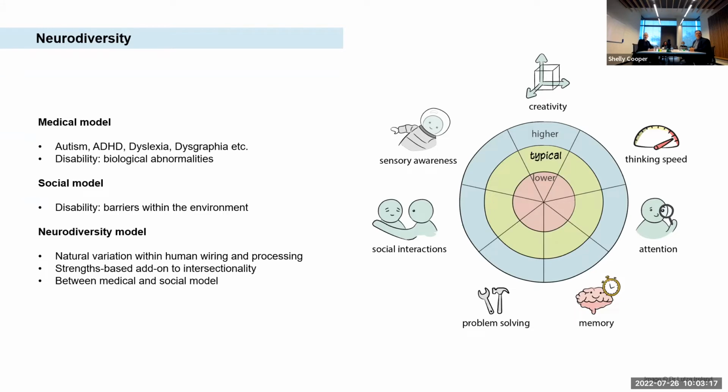Now, neurodiversity is quite a hot topic at the moment, and it's something that both did and didn't exist for quite a while. From the medical model, you probably have heard about autism, ADHD, dyslexia, dysgraphia, and so on. This medical model says that these neurotypes are basically learning difficulties or neurological developmental disorders. And the medical model also says that disability is the result of biological abnormalities. So we need to look for cures and treatments in order to eradicate disability.